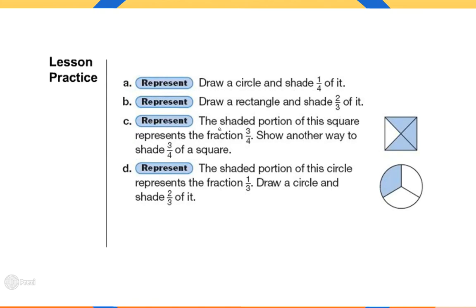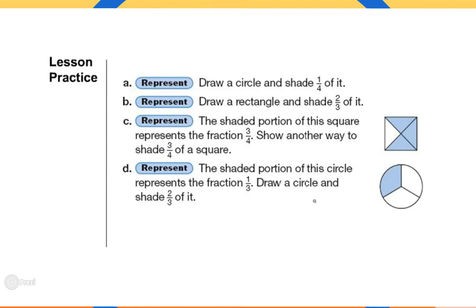And then letter C, the shaded portion of this square represents 3/4 of a fraction. Show another way to shade 3/4 of the square. So you're going to draw a square and then show 3/4 shaded. However that looks for you. Don't do the diagonal lines like this.